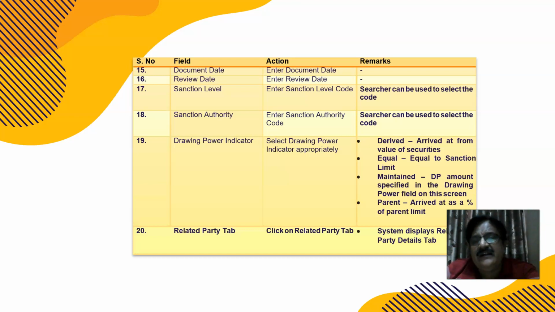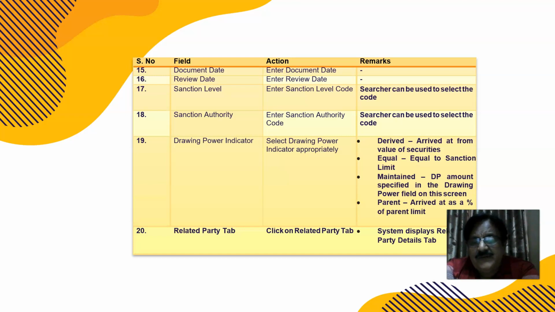The drawing power indicator has to be derived here. Remember this, it is derived. In the DP drop down, we have to choose derived. Derived means we are deriving it from the value of stock, which may change every month, which is given by the borrower to the bank and is to be checked by the officer of the bank. It is arrived at from the value of securities, the value of stock given by the customer. Other options are equal, in case the limit is maintained without specifying the drawing power, and parent, when we create a tree. I will show you in videos how, when we create a limit tree, we choose drawing power as parent or children or whatever it is. Here we'll choose D, derived, and then stop.